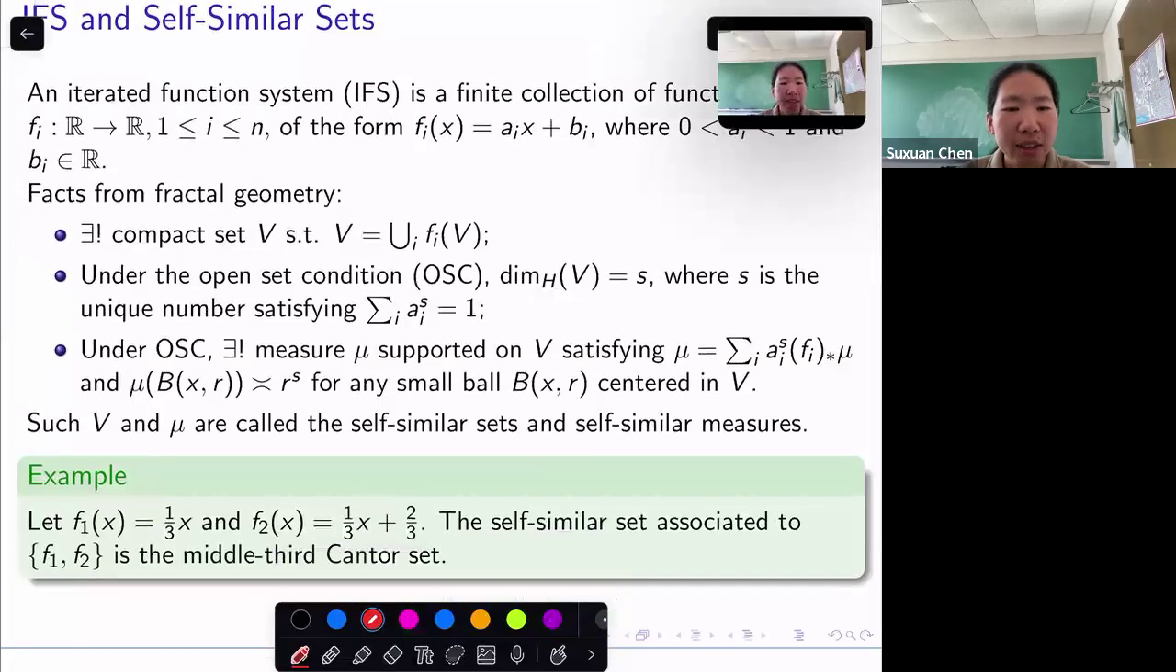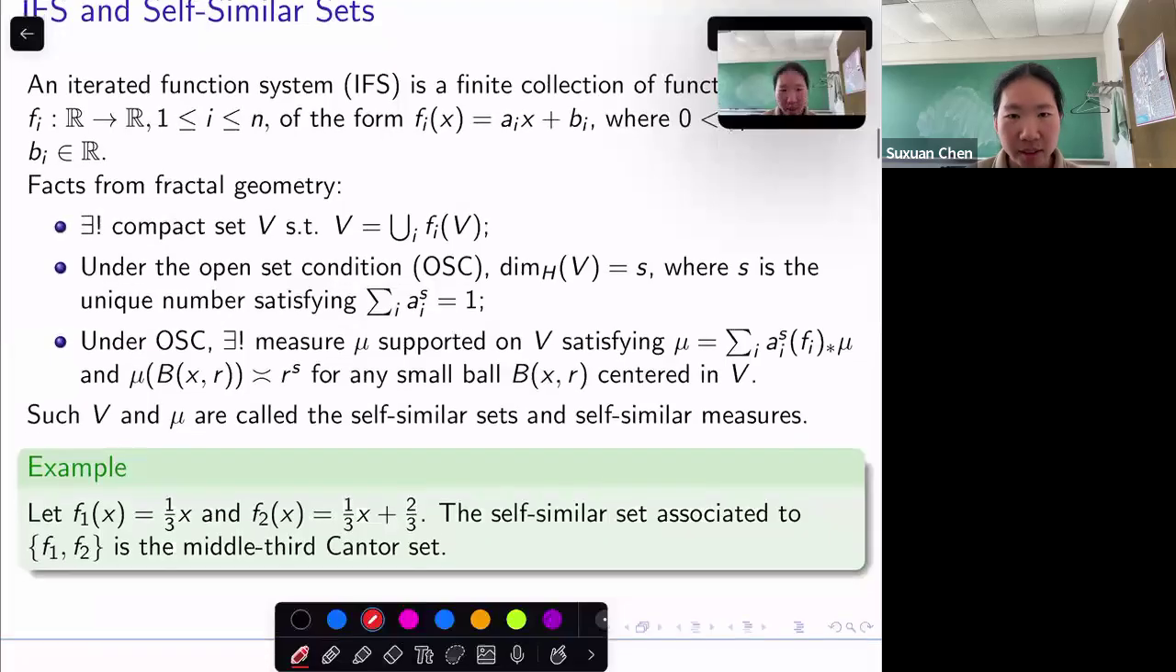And there is a classical example of an iterated function system. We can consider f1(x) equal to 1/3 x and f2(x) equal to 1/3 x plus 2/3. Then the self-similar set associated to the iterated function system f1, f2 is the middle third Cantor set.